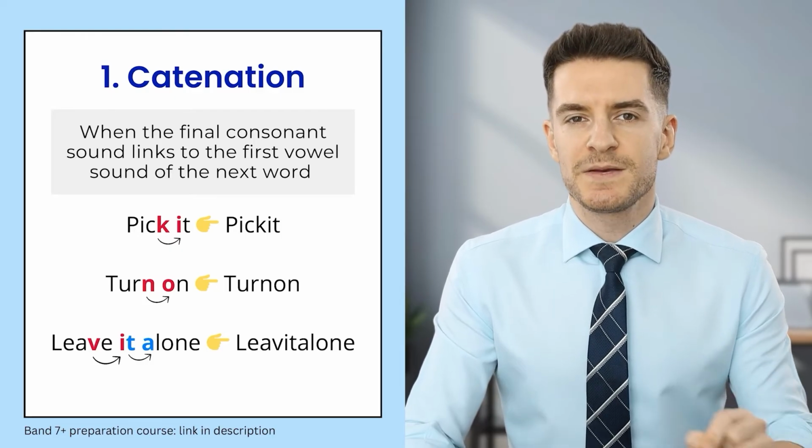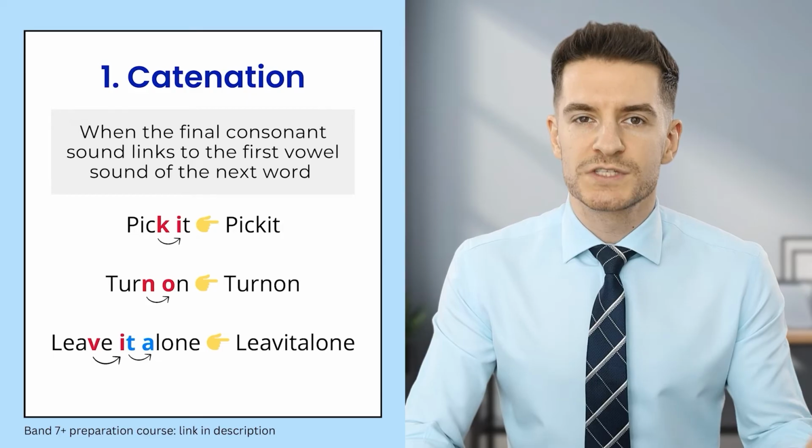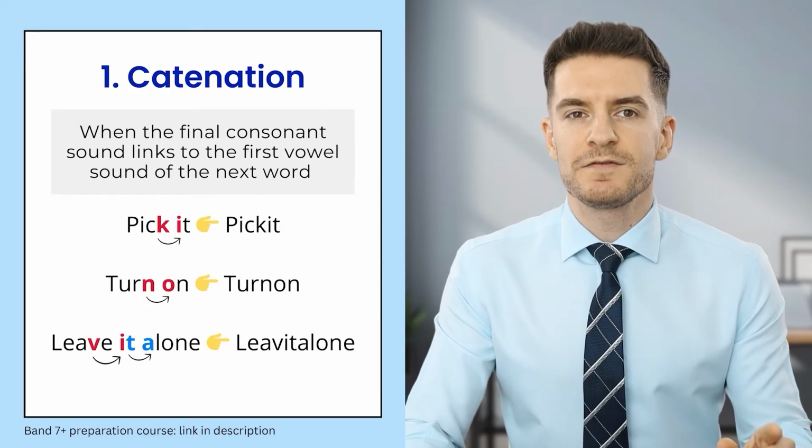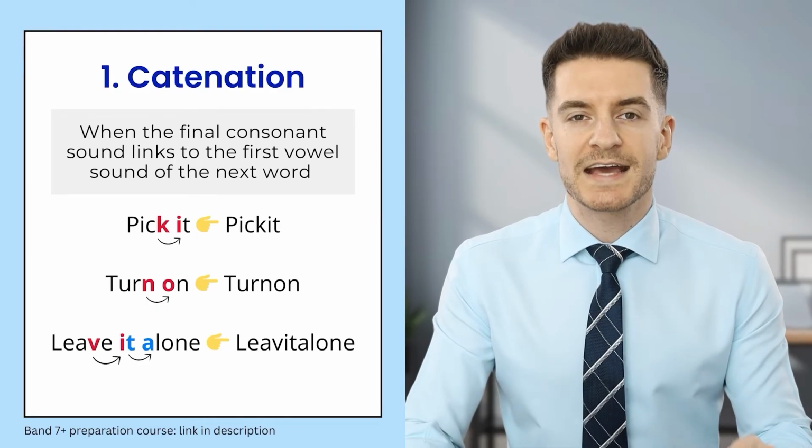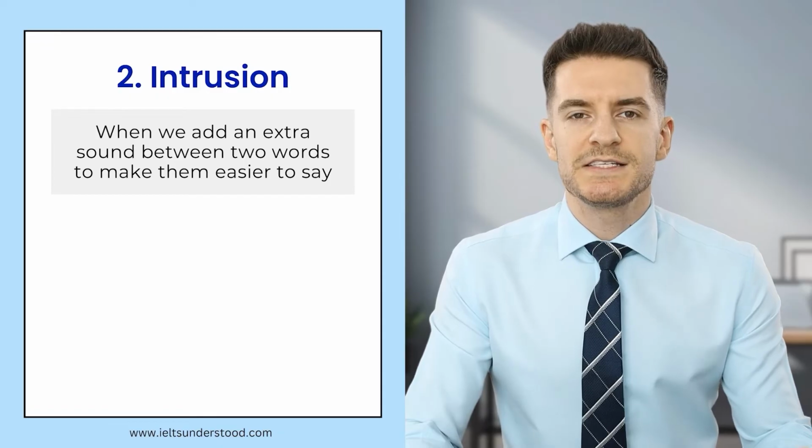So this is one of the simplest ways to improve your speaking skills. Simply join the final consonant sound to the first vowel sound of the next word. Now let's move on to the second type of connected speech, which is intrusion.